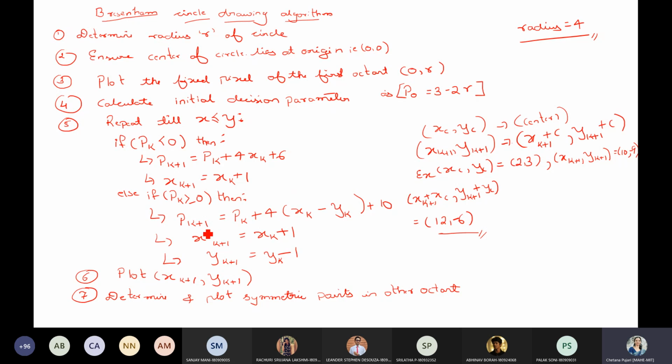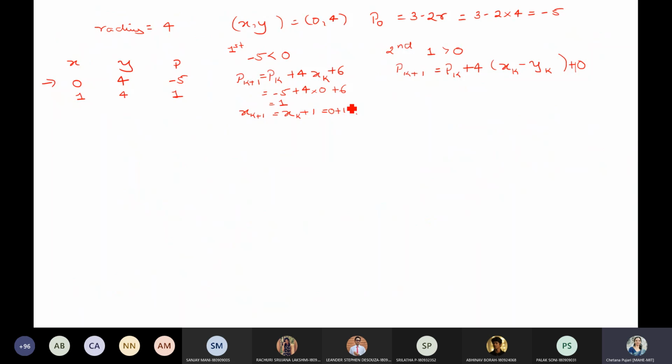We have here pk plus 1 equal to pk plus 4 into xk minus yk plus 10. Substitute values. It's minus 1 plus 4 into xk value, which is 1, minus yk, which is 4, plus 10. That is 12 plus 10, which is equal to minus 1.